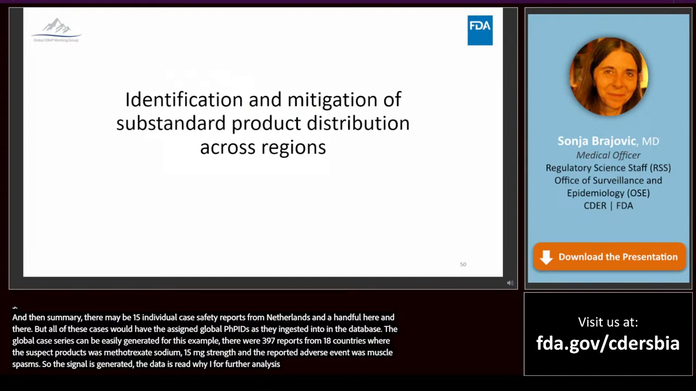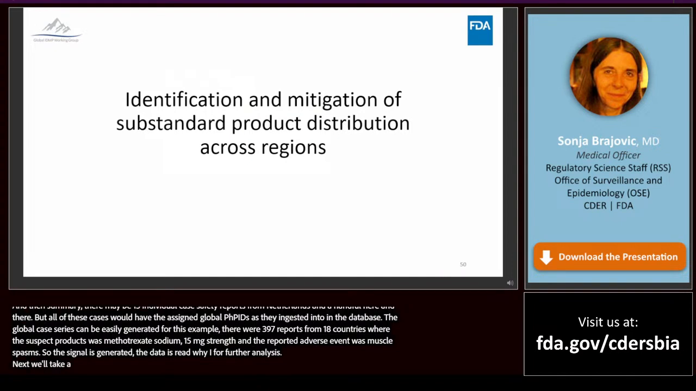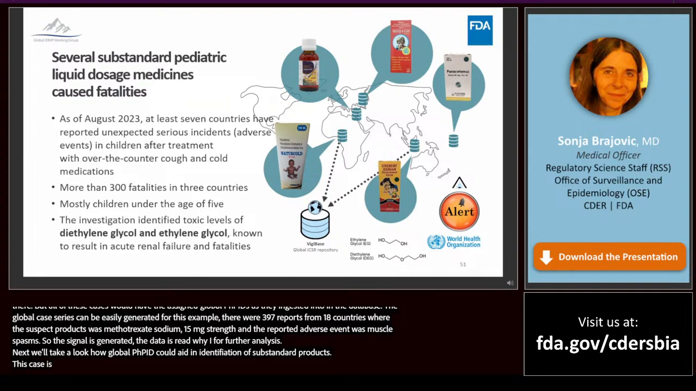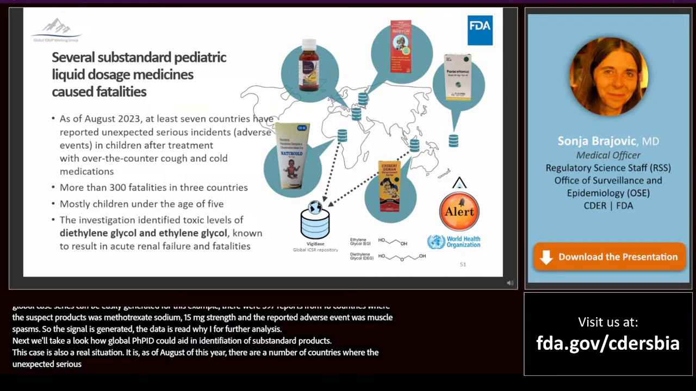Next, we'll take a look at how global PHPIDs could aid in the identification of substandard products. This case is also a real situation. As of August of this year, there are a number of countries where unexpected serious incidents and fatalities have been reported in children under the age of 5 after treatment with over-the-counter cough and cold medications.